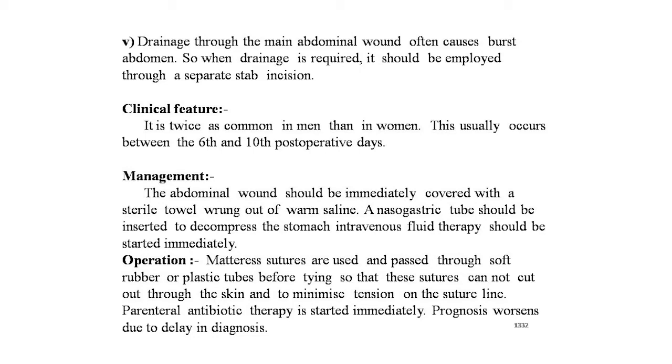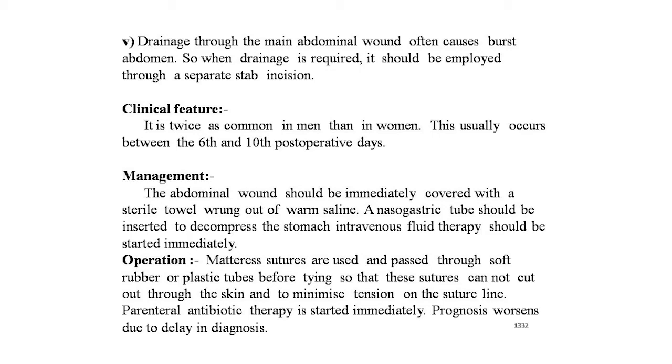Now the operation. Under general anesthesia, the sterile pack is removed. We can also give spinal anesthesia; it is not necessary to give general anesthesia. The abdominal wound is covered with sterile packs and the surrounding skin is cleaned and painted with antiseptic solutions. The abdomen is draped. The sutures are taken away.